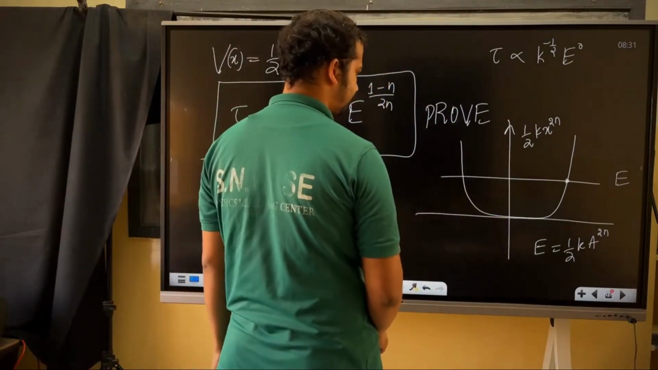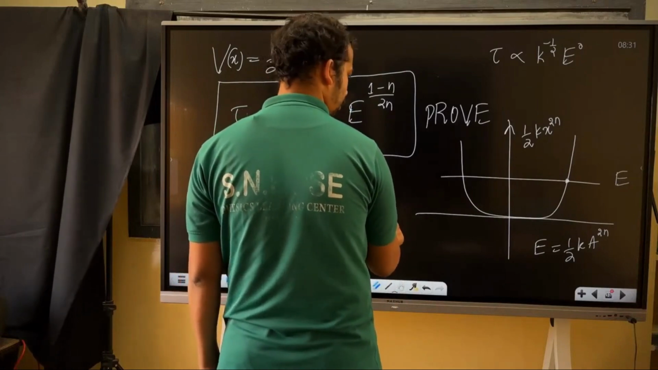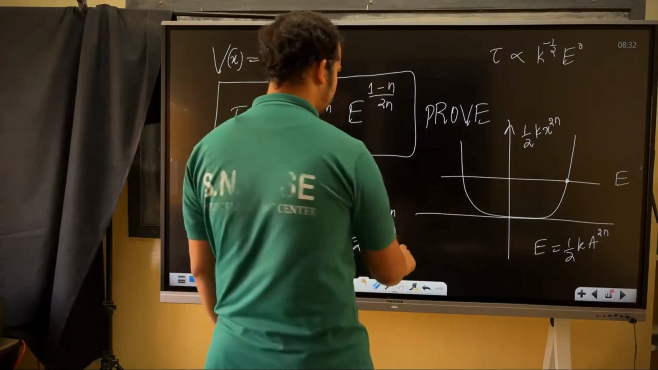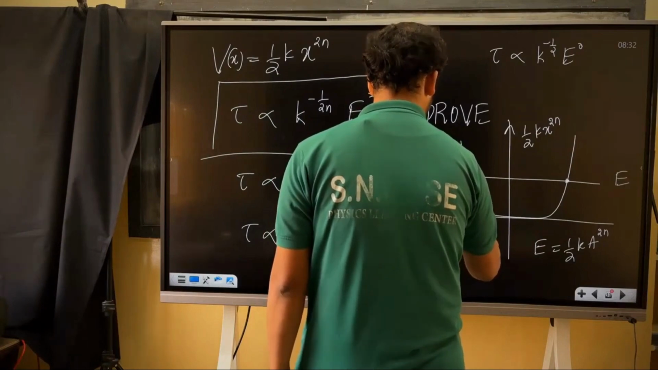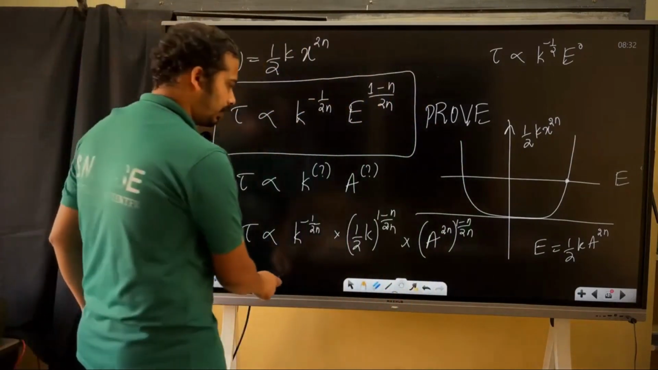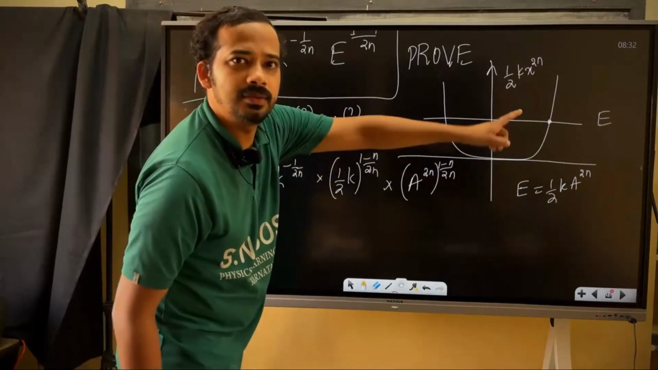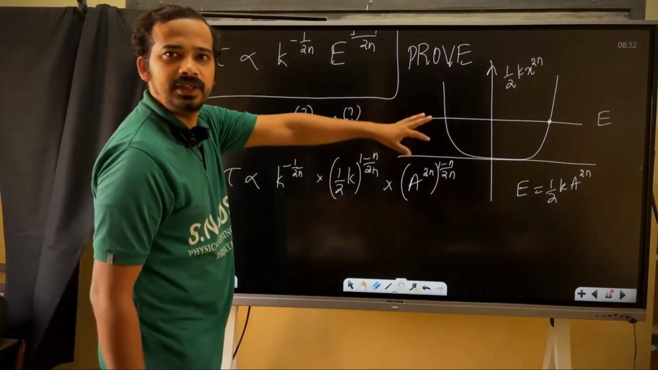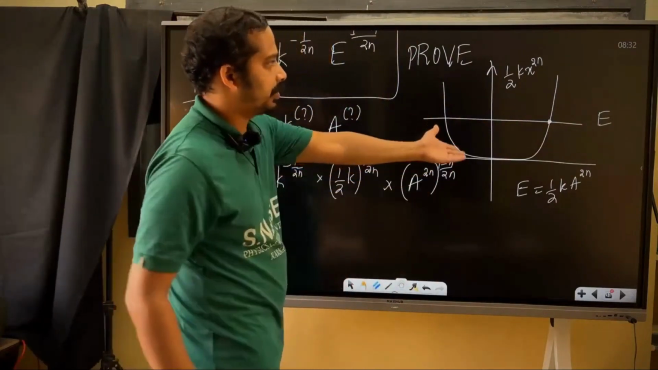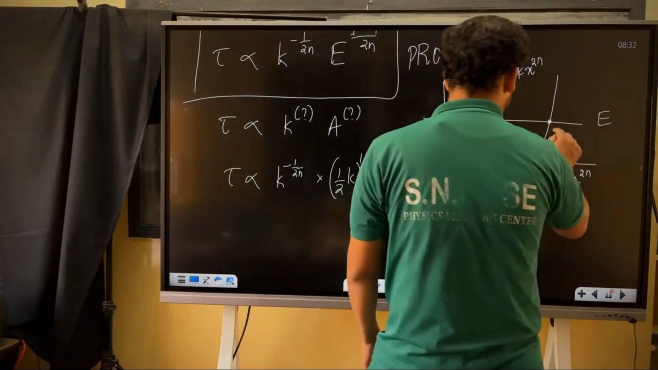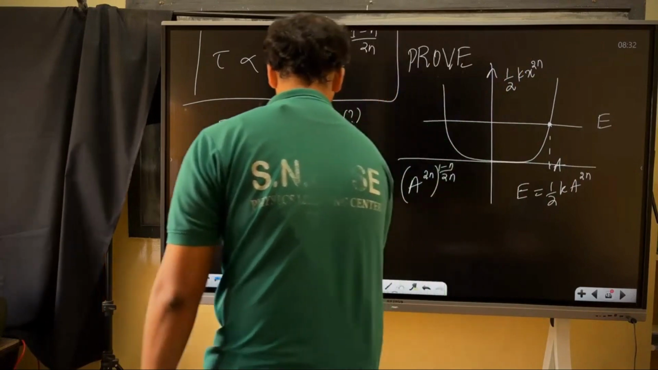What is that? Half k raised to 1 minus n by 2n, into a raised to 2n raised to 1 minus n by 2n. Am I right? Is that right? I just substituted energy in the extreme position. Energy is equal to potential energy in the extreme position. Can I say like this? I wrote half k a power 2n, that's the potential energy in the extreme position. This is my a here. This is my a, this is my minus a or something. So that's why.